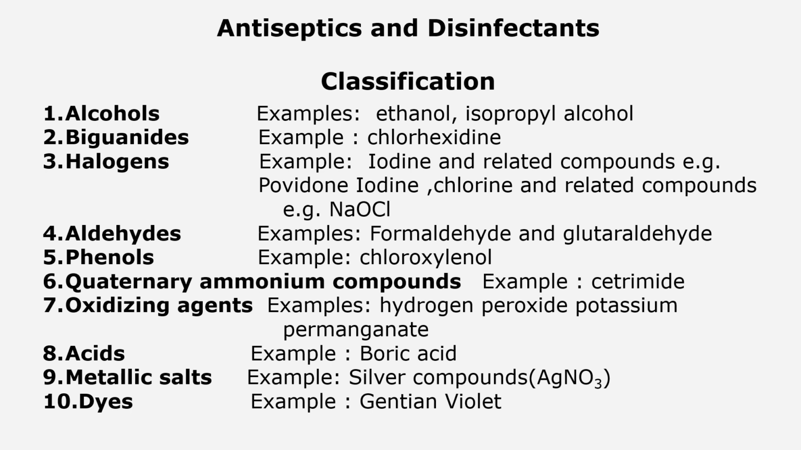Then you have the aldehydes, for example, formaldehyde and glutaraldehyde. Then you have phenols, for example, chloroxylenol. Then you have quaternary ammonium compounds, for example, cetrimide. Then you have oxidizing agents, for example, hydrogen peroxide and also potassium permanganate. You have the acids such as boric acid. Then you have metallic salts such as silver nitrate, which is a silver compound. And then the dyes, and an example is gentian violet, commonly known as GV.